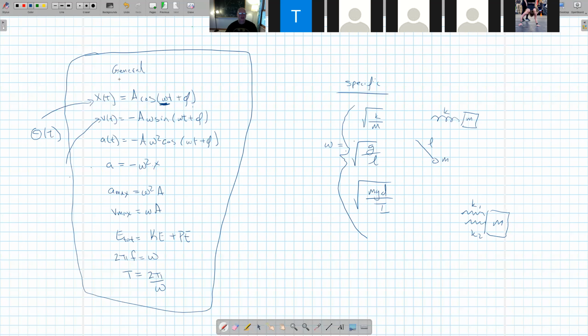So it's kind of the beautiful part of all of this. The general part is the same regardless. The specific part just changes depending on what the object is. But each one of these only depends on the physical parameters of the problem. None of them depend on the amplitudes. They only depend on, in this case, the spring constant and the mass. In this case, just the length of the system. It doesn't even depend on the mass. And this one depends on the mass, the distance from the pivot point, and the moment of inertia.